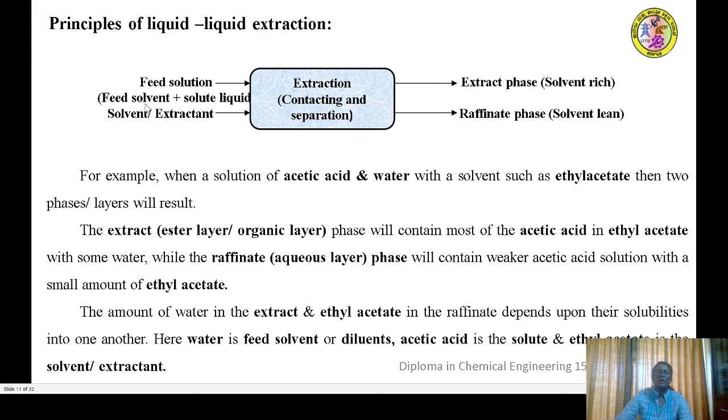So almost all the feed solvent is coming out in the raffinate phase along with a small amount of the solvent and a small amount of the solute liquid. So that phase is called the raffinate phase.